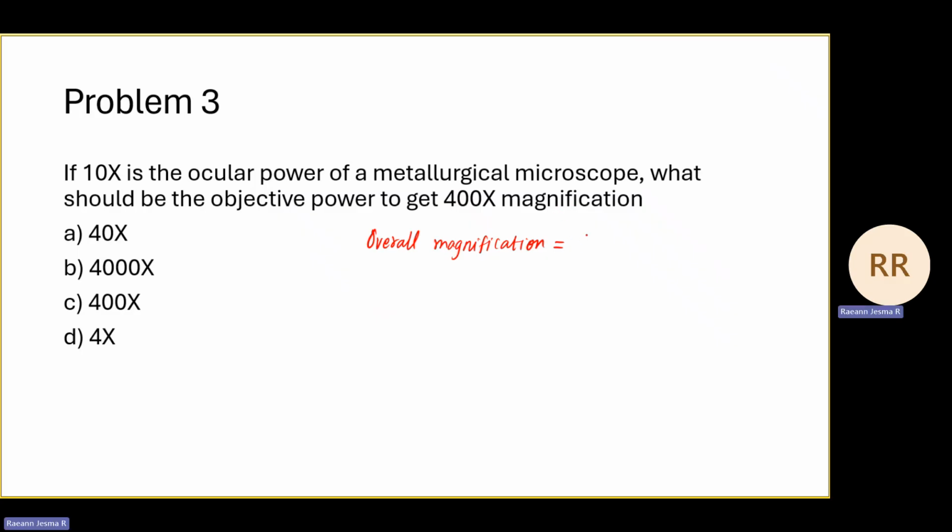So this will be the magnification of the objective lens times the magnification of the ocular lens. Overall we are getting 400x magnification. We don't know the magnification of the objective lens, but we know that 10x is the ocular power of the metallurgical microscope. So from this you can say that the objective power is 40x. So the correct answer is option A, 40x.